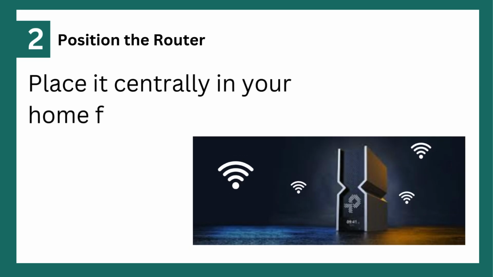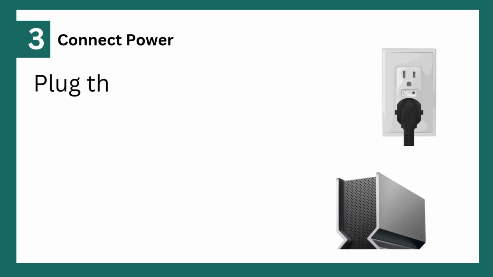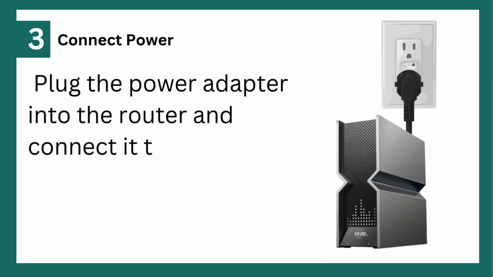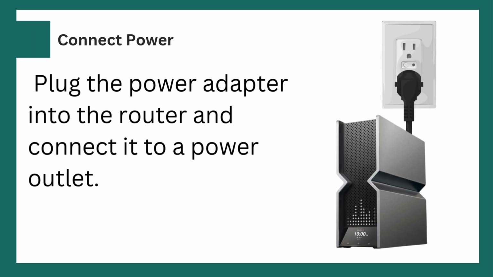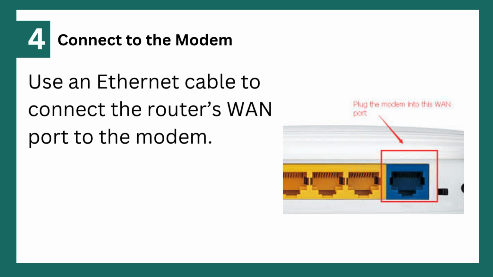Position the router. Place it centrally in your home for optimal coverage. Connect power. Plug the power adapter into the router and connect it to a power outlet. Connect to the modem. Use an Ethernet cable to connect the router's WAN port to the modem.